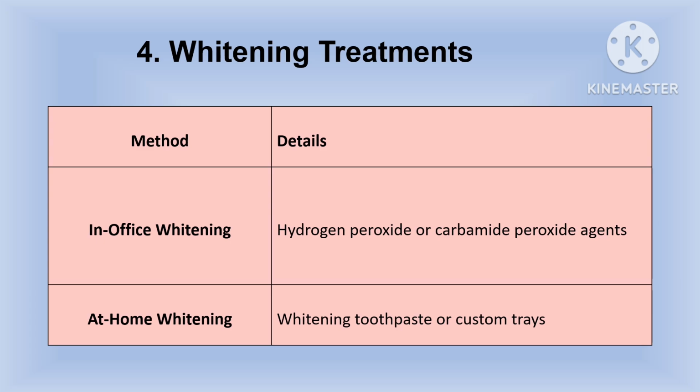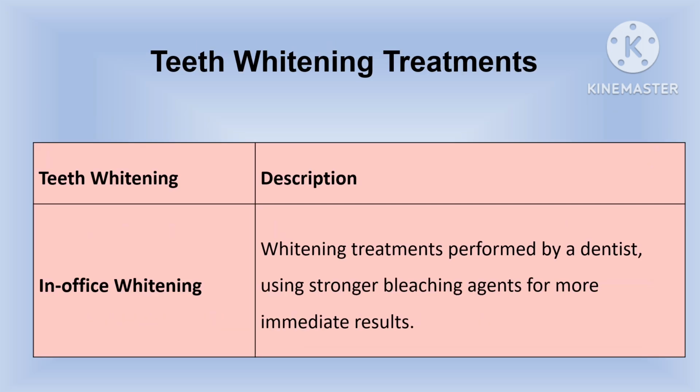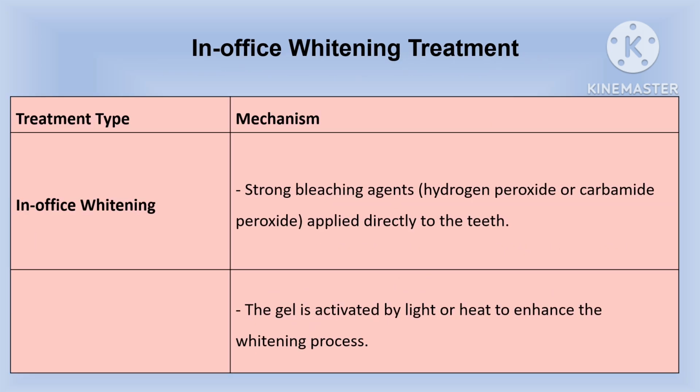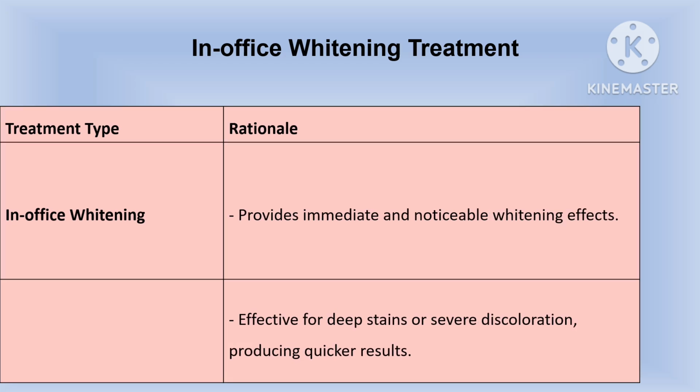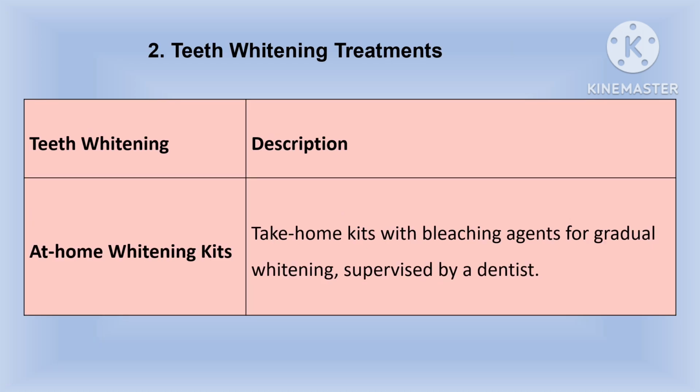These treatments are classified into two main types. The first one is in-office whitening, which involves the use of hydrogen peroxide or carbamide peroxide agents applied under professional supervision. These agents effectively break down the stains on the enamel surface, producing visible whitening results in a single session.